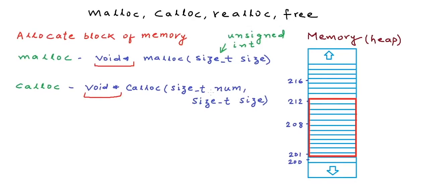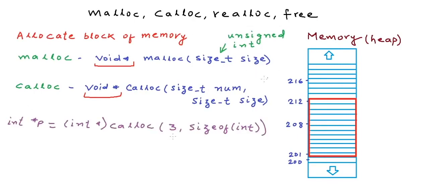The first argument is the number of elements of a particular data type, and the second argument is the size of the data type. So with malloc, if we have to declare an integer array of size 3, we would say 3 times sizeof int. With calloc, we would say something like this. The first argument is how many units of the data type you want, or the number of elements, and the second argument is the size of the data type in bytes.